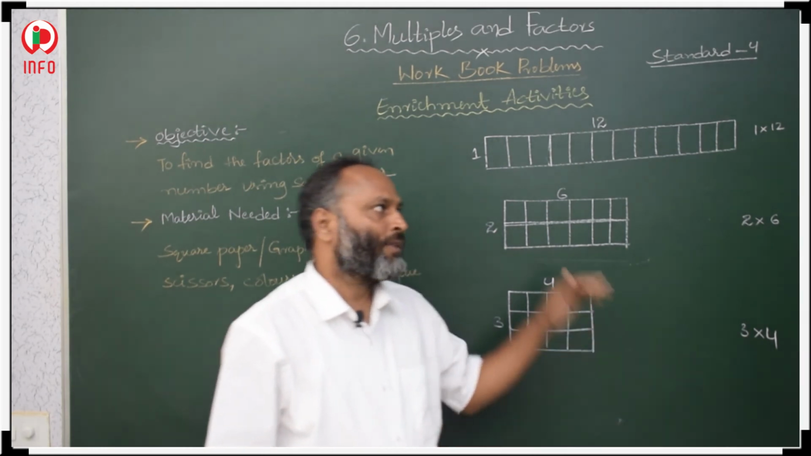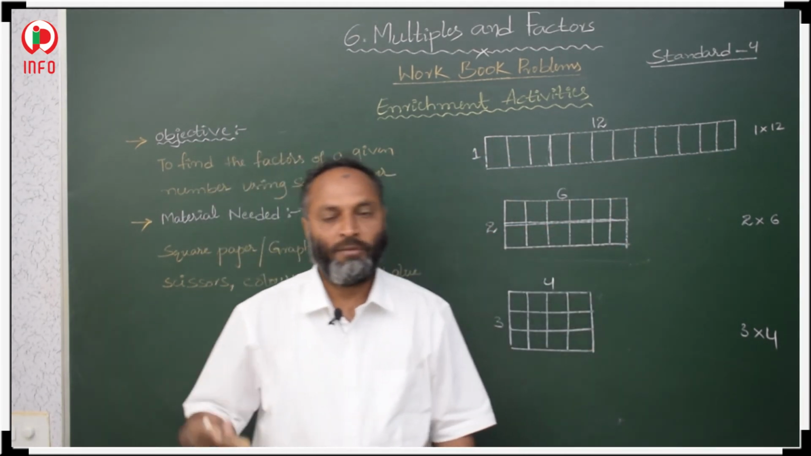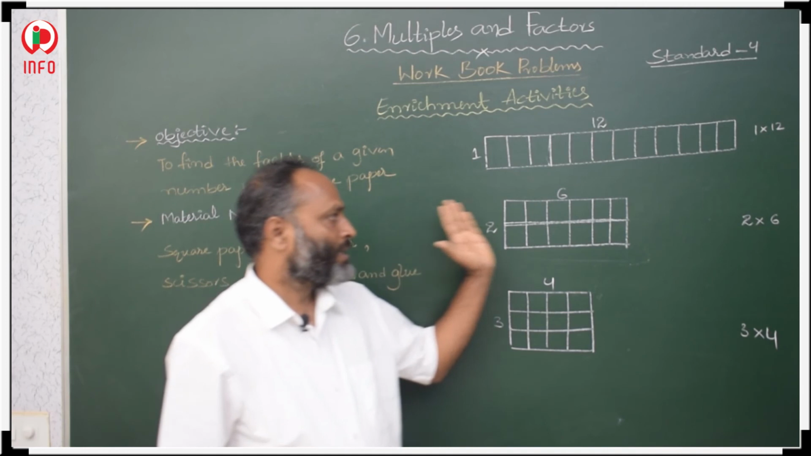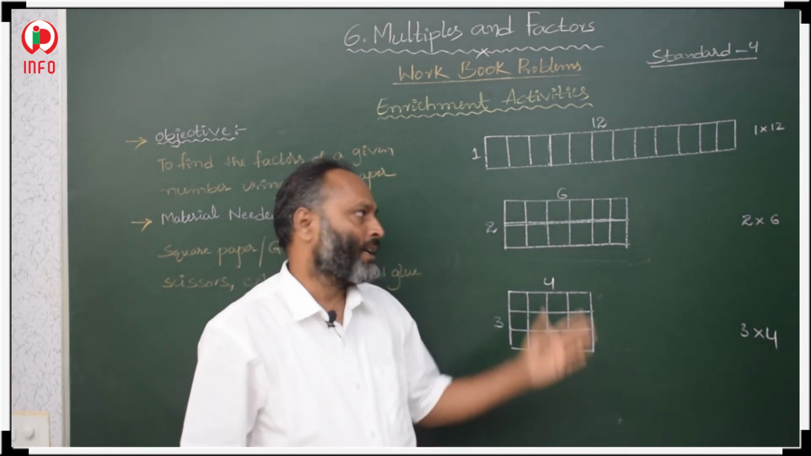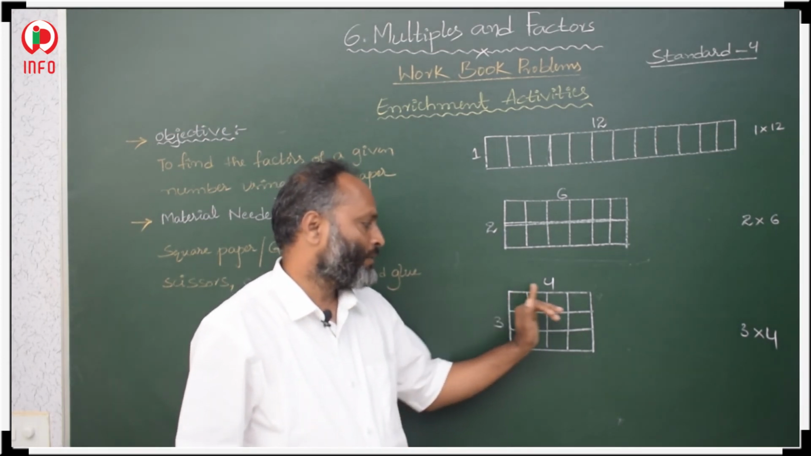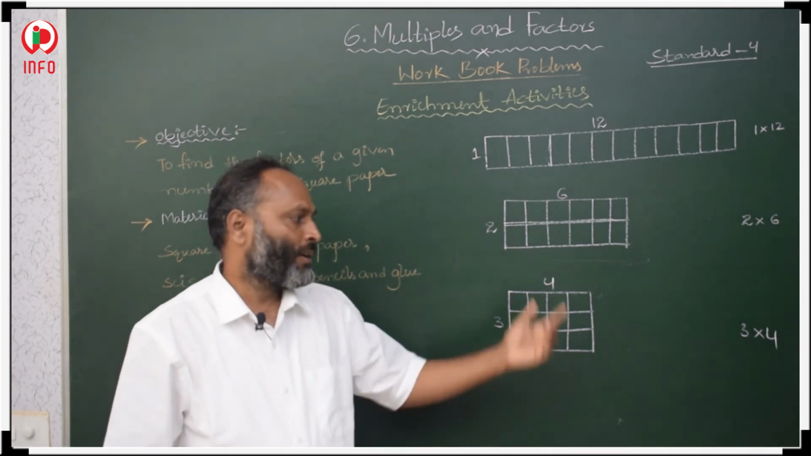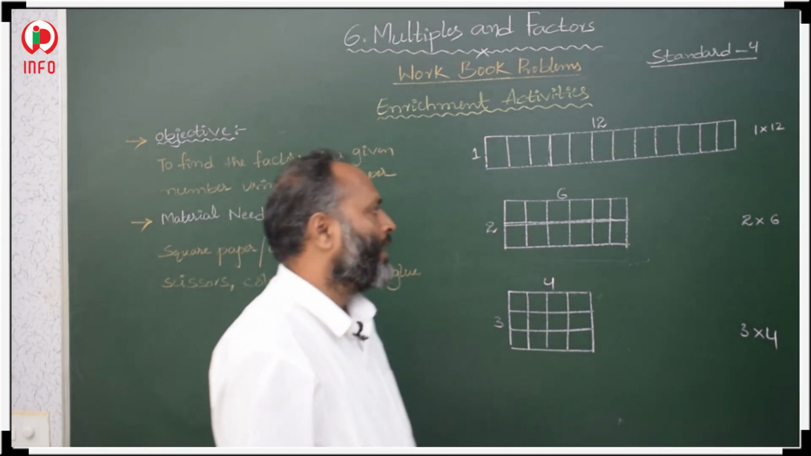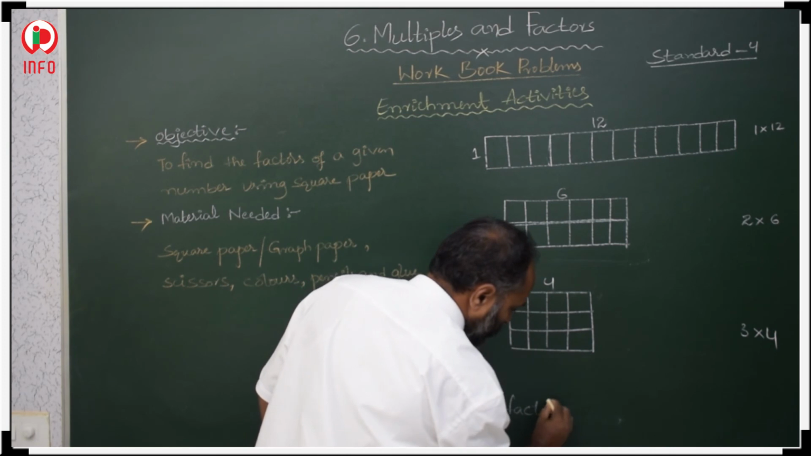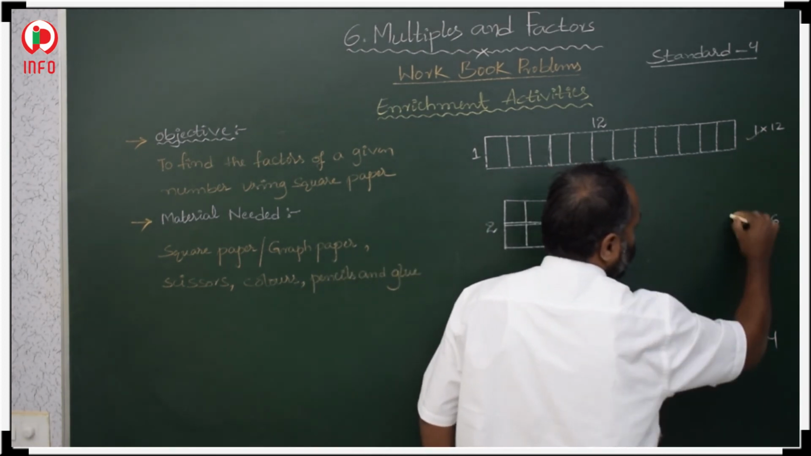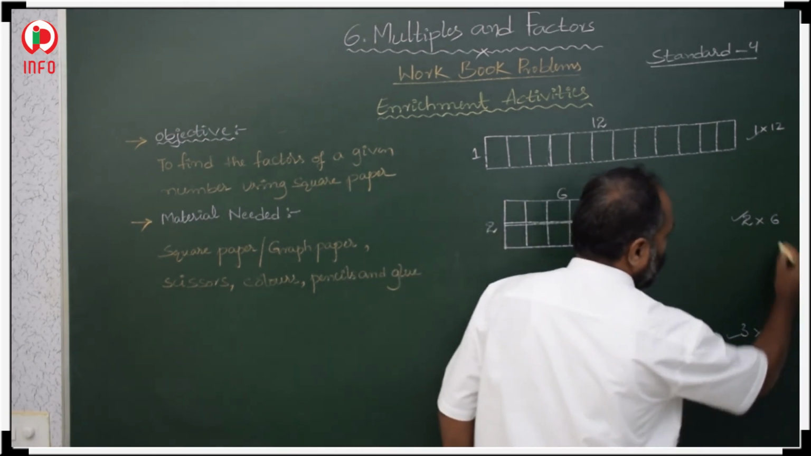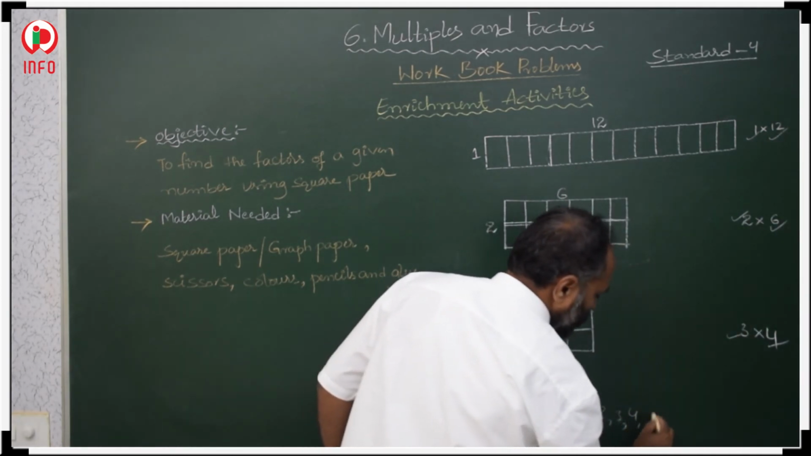In the first case, in one row, you have to cut 12 square grids. In the second case, in 2 rows, you take 6 grids in each row. You cut, paste and count how many square grids there are. In the third case, in 3 rows, you cut and paste 4 grids each. Then we get a total of 12 square grids. Now you find the factors of 12: 1, 2, 3, 4, 6 and 12.